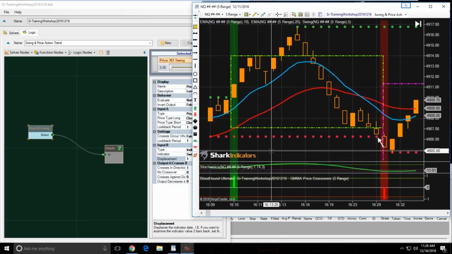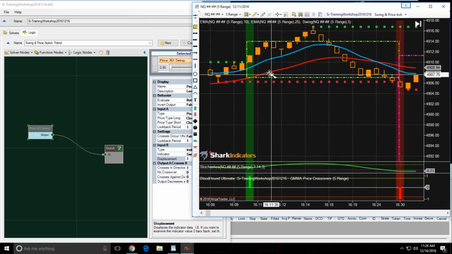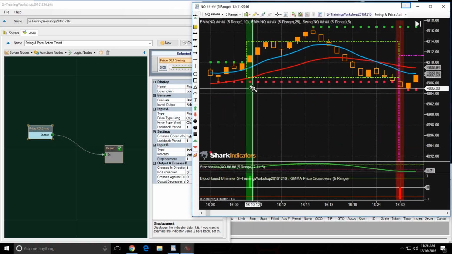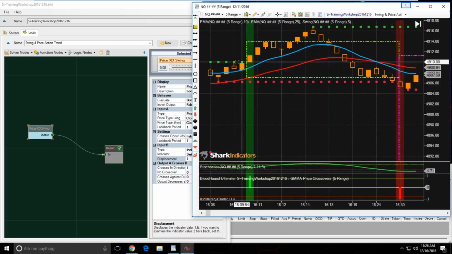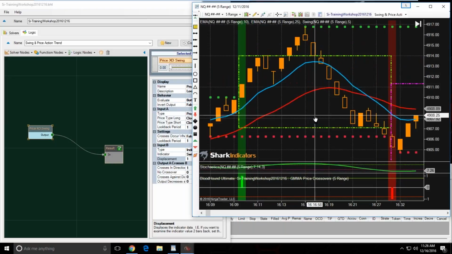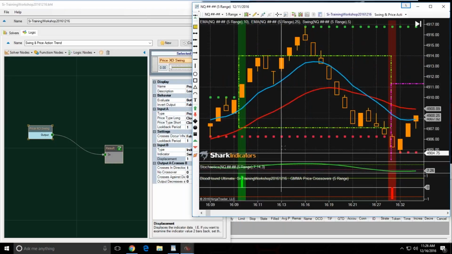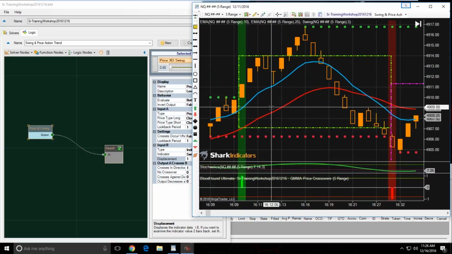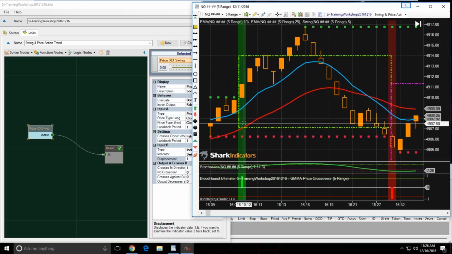And there is my long condition there. All right, so price broke above the swing high dot. There, see the swing high dots? There we go. All right, so now this actually needs to be turned into a state, right? Right now you just have one bar with a signal, right?